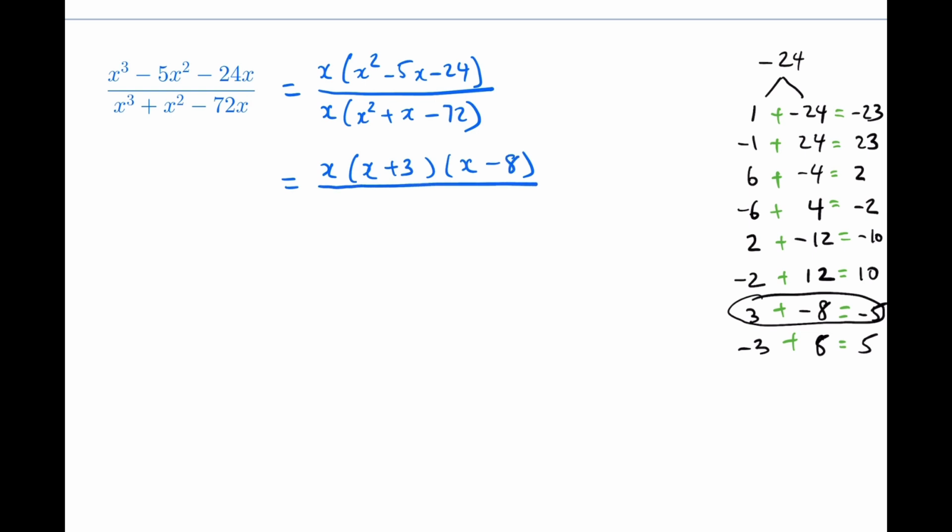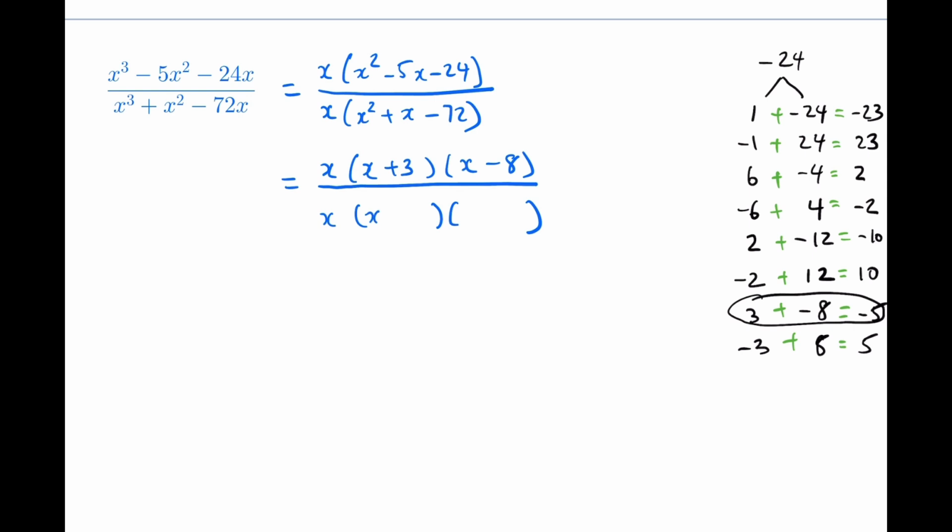What I've written off to the side is the process that needs to go through your mind to factor any polynomial that is factorable. So for the denominator inside the parentheses, you need to be thinking about factors of negative 72 such that when you add them together, you get a positive 1. What we find is that the factors of negative 72 which, when added together, give you a positive 1 are 9 and negative 8.